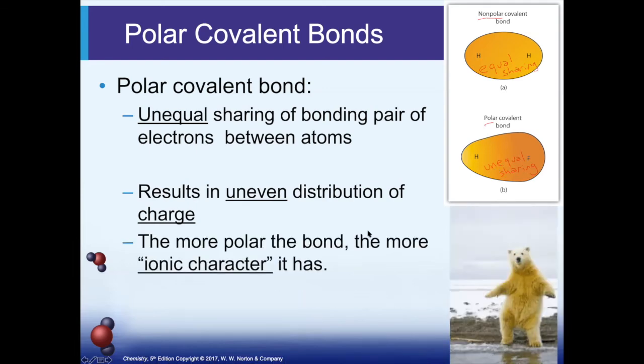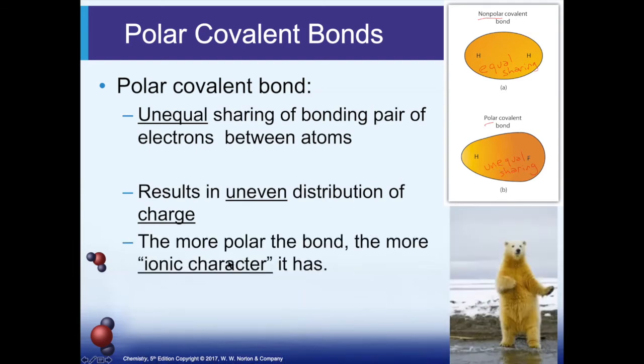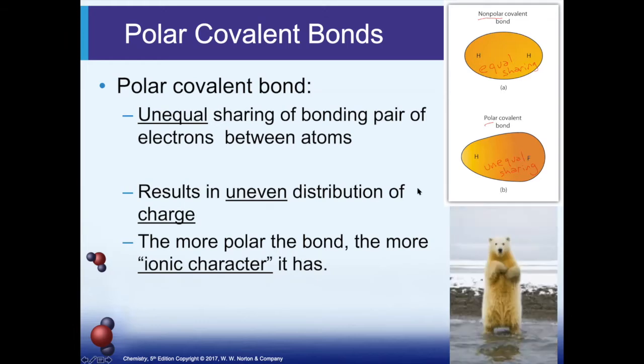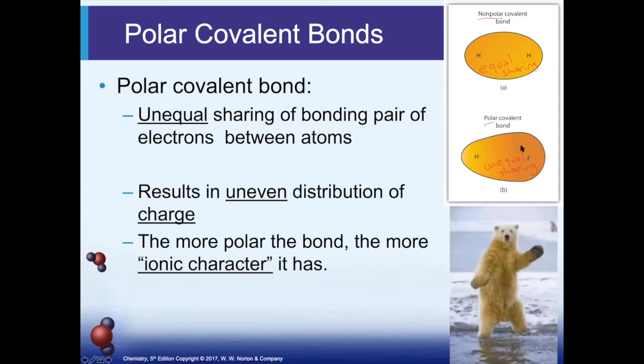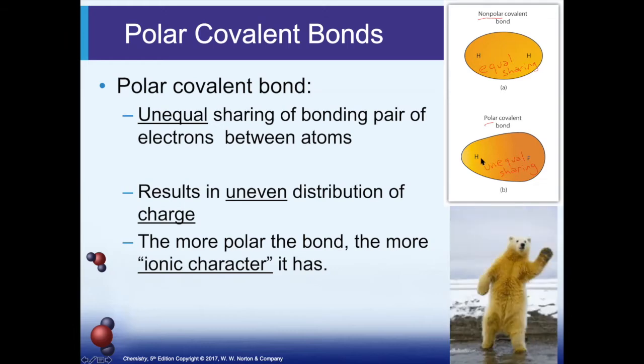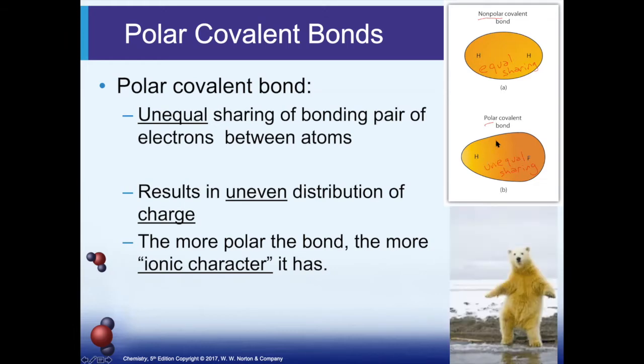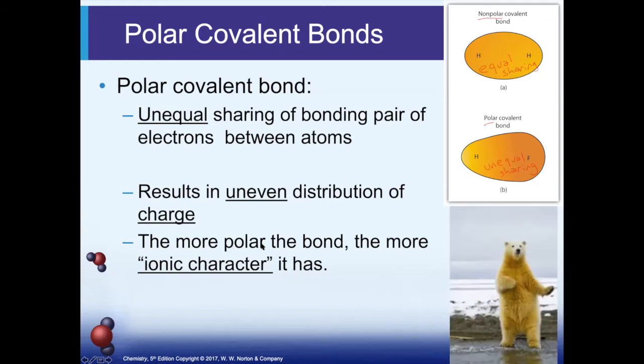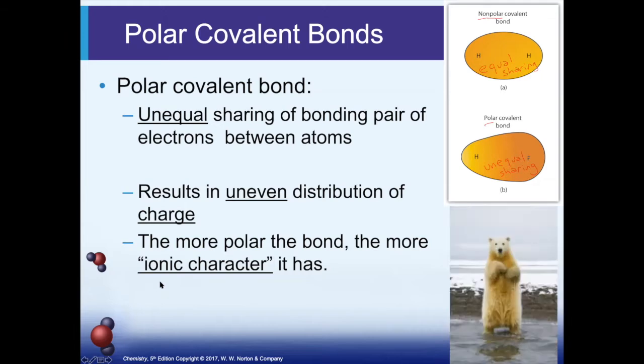Okay, and also you could say that, remember that in an ionic bond, you have a complete transfer. So in an ionic bond, all of the electron density from one atom would be donated to the other, or at least one electron would completely go from one atom to the other. So that would be an ionic bond. And so the more polar the bond, you could also say that it has more ionic character. So the more polar the bond, the more ionic character it has.